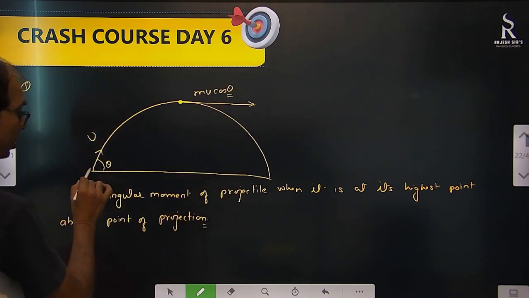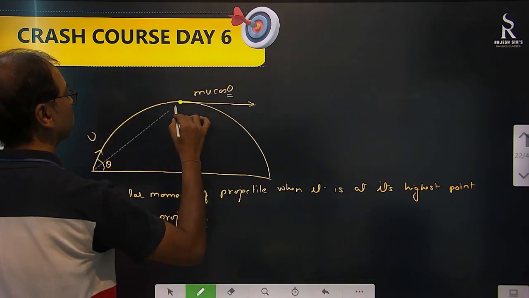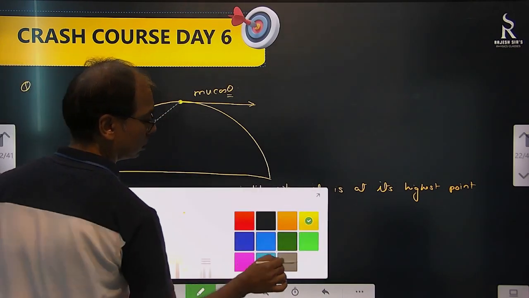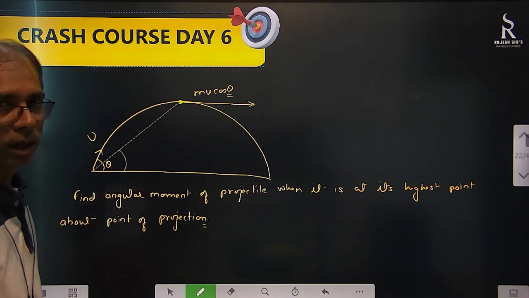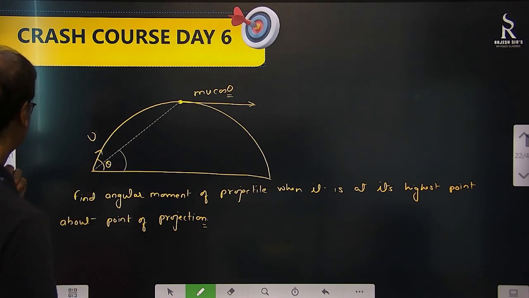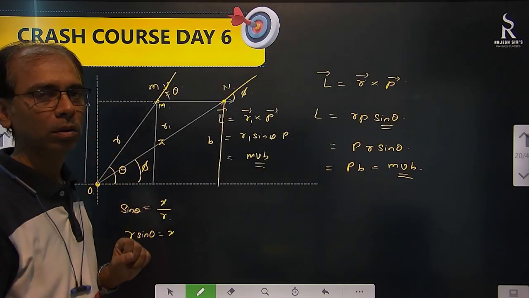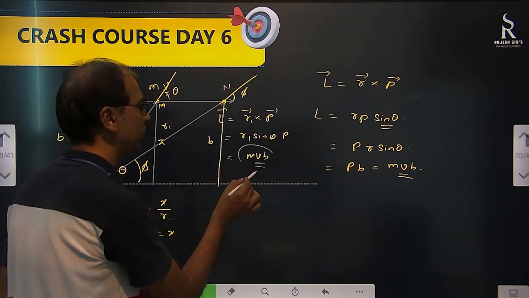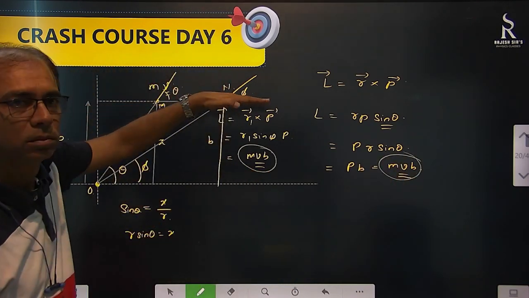Now angular momentum we have to find about this point. Now the question is, do I know this angle? Yes, I know this angle, but I am not going to calculate that angle. Without that itself we'll solve. And how to solve that? I'll just take you back here. Just see what we have written. We said that it is constant, mvb.